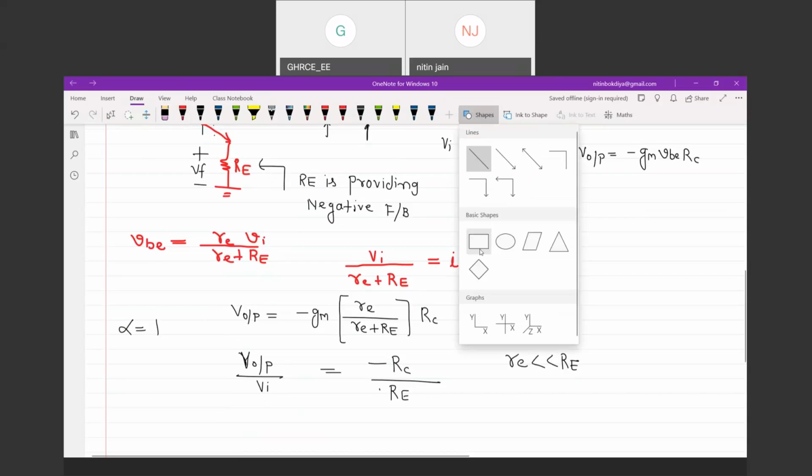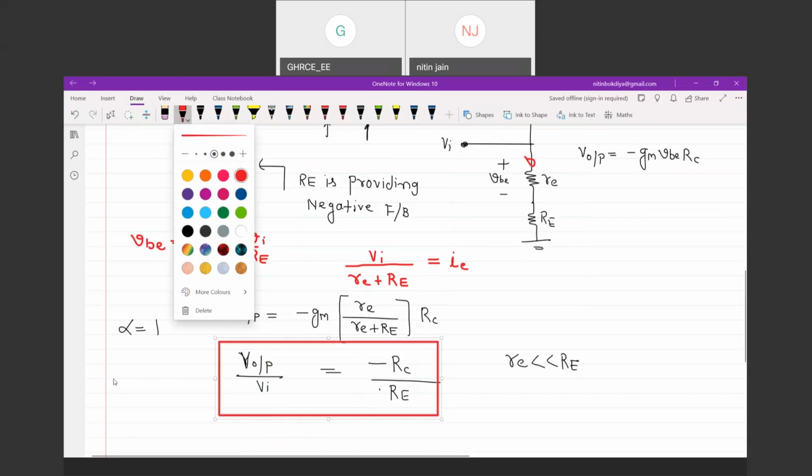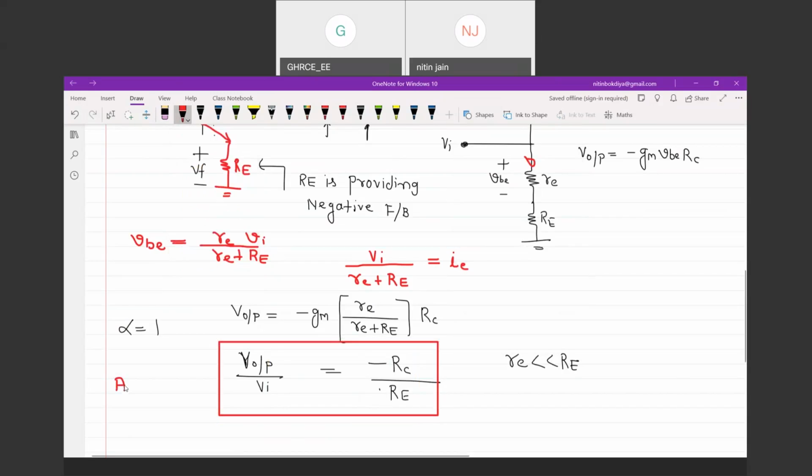What is the fundamental of this? It desensitizes the gain. Desensitization is important. The gain of this transistor is only a function of RC and RE. So this is the answer. It desensitizes the gain. This is the analysis and the utility of feedback.